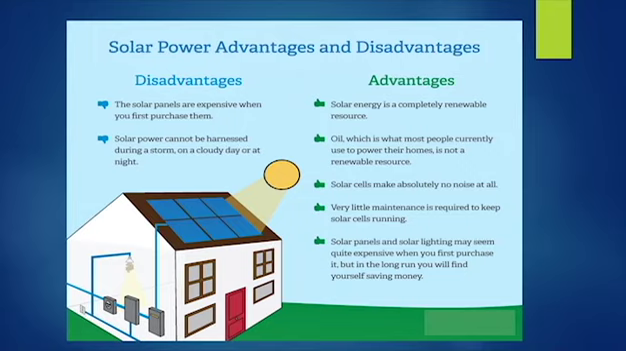Solar panels and solar lighting may seem quite expensive when you first purchase them, but in the long run you will find yourself saving money. As we consider the disadvantages of solar cells, the solar panels are expensive when you first purchase them. The initial cost of fixing the solar panels is highly expensive. Solar power cannot be harnessed during a storm, on cloudy days, or at night. These are the comparisons about solar cells.